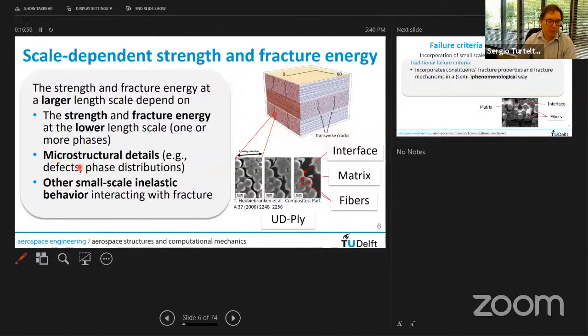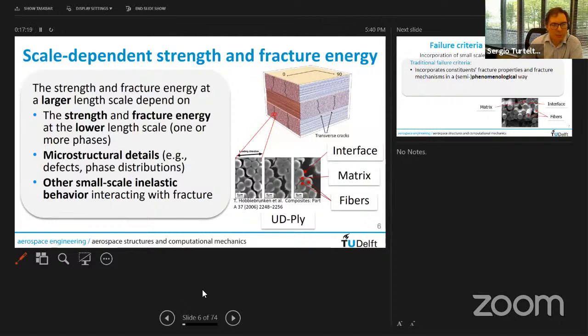It also has to do with the fact that perhaps we also have defects. And in some other cases, we may have an interaction between other inelastic behaviors, such as plasticity, that then connects with fracture. For this talk, I'm not going to include other inelastic behavior, so that's still in the to-do list. But it is also a very important effect that you carry on from one length scale to the other.